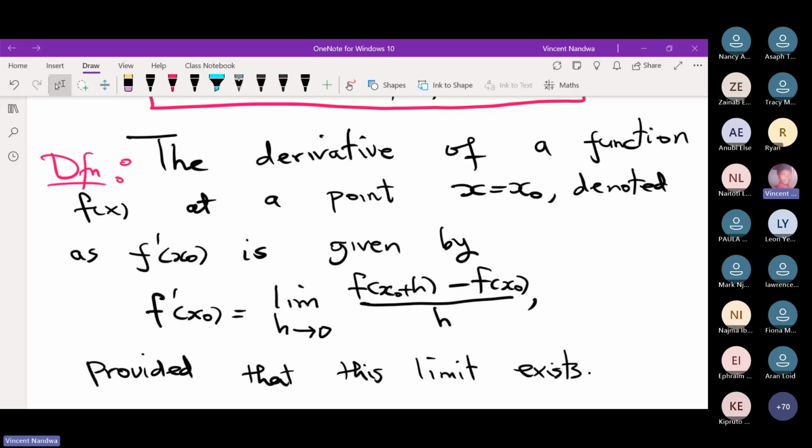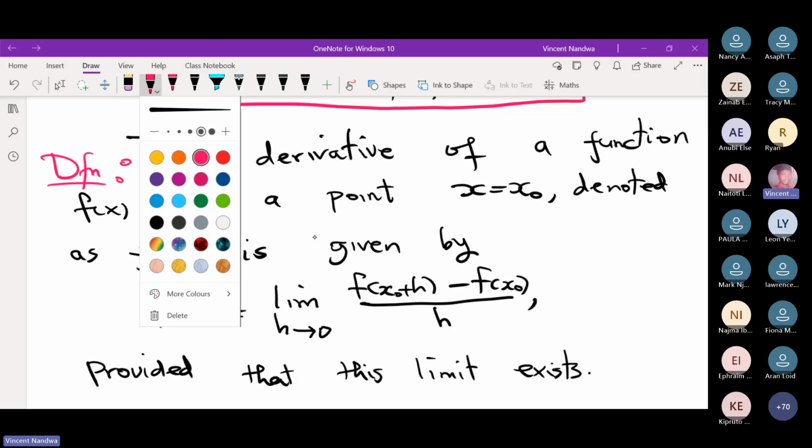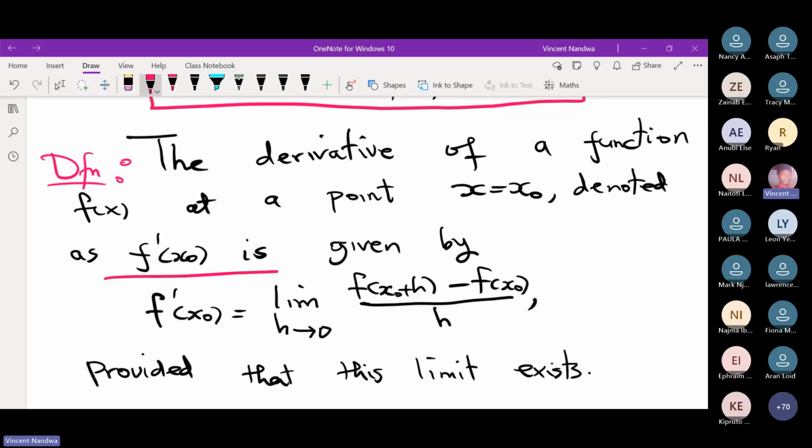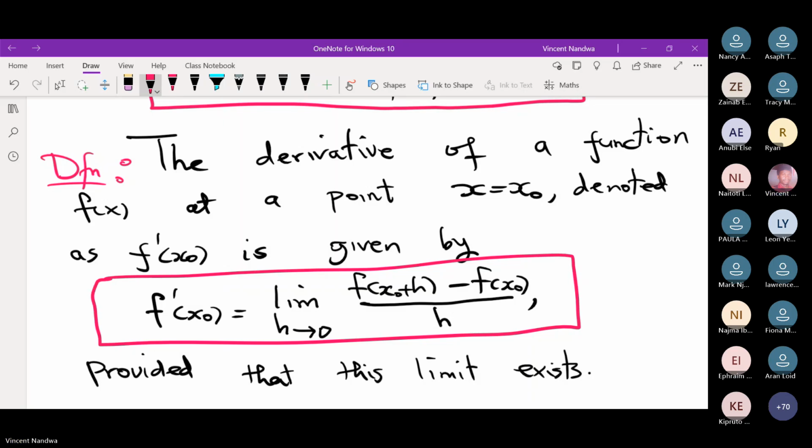So this is how we define the derivative of a function at a point x equals x naught. It is defined by the limit of this difference quotient.